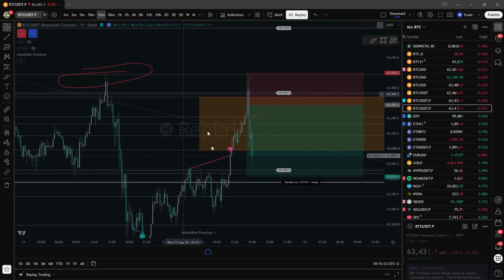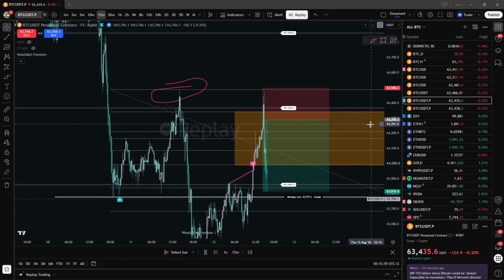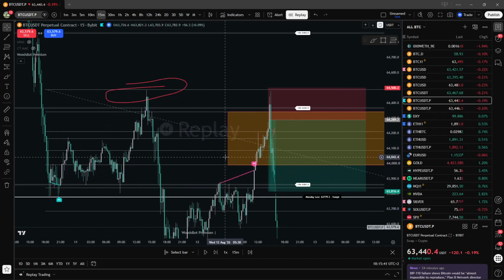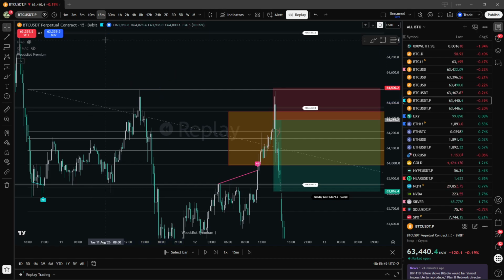And you can see how it got close, right? What happened right here? You can see how it got super close, like it got super close to stop me out of my trade. But this is why I have my invalidations. My invalidations are there for a reason.